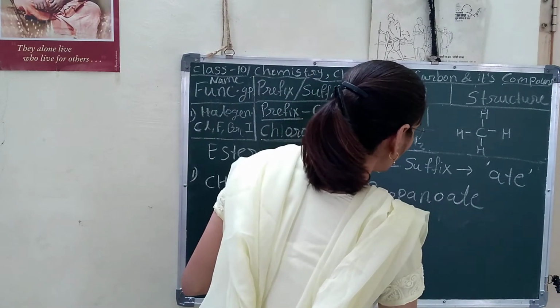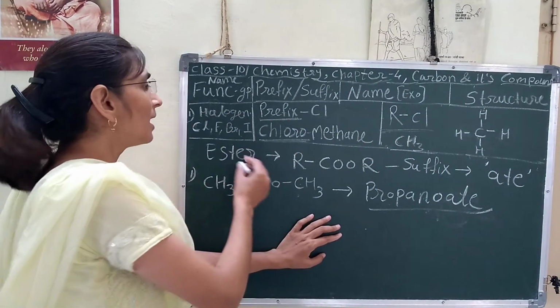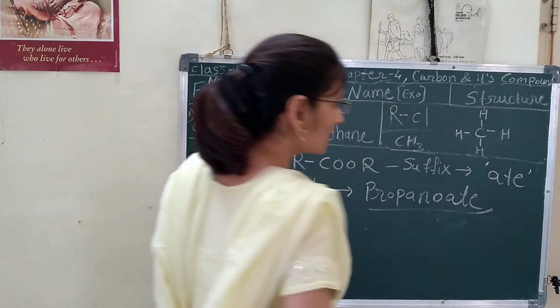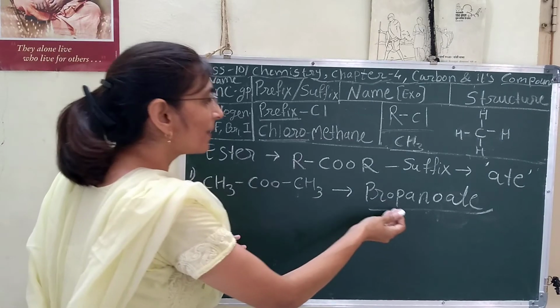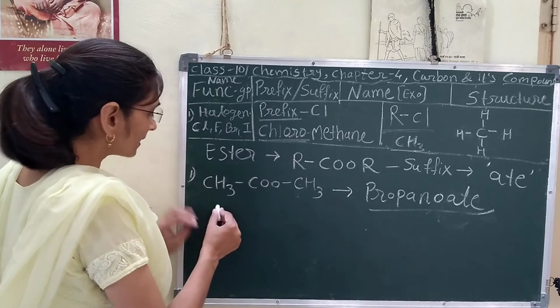Propanoate will be the name. That is the IUPAC name of the ester. Propanoate. Then the first member is the propanoate. Then again butanoate, like that.